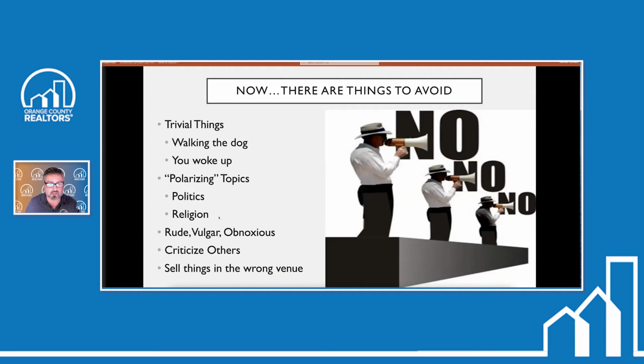Now, obviously, we also don't want to be rude or vulgar or obnoxious, right? Because that says a lot about our personality. Try to avoid criticizing other people or being judgmental, right? Especially when people are trying to be vulnerable with you. If they're trying to be open and honest and vulnerable, the moment you critique them or judge them, that's when they shy away.